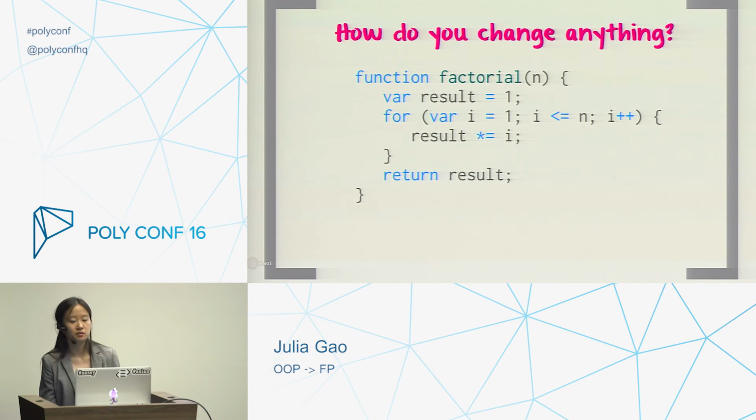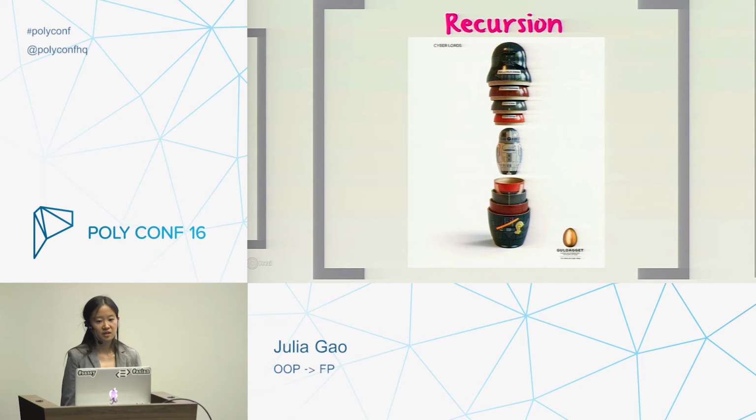Okay, now let's jump to the second part, which is how do you actually do anything if you can't change any data? Okay, so we have this JavaScript function, factorial. Basically, we do a for loop, and we change the result every single time, and we multiply by i until n, and so on. And then we return the result. But in this method, we're changing the result every single time. So how do you actually not change anything? That's where recursion comes in.